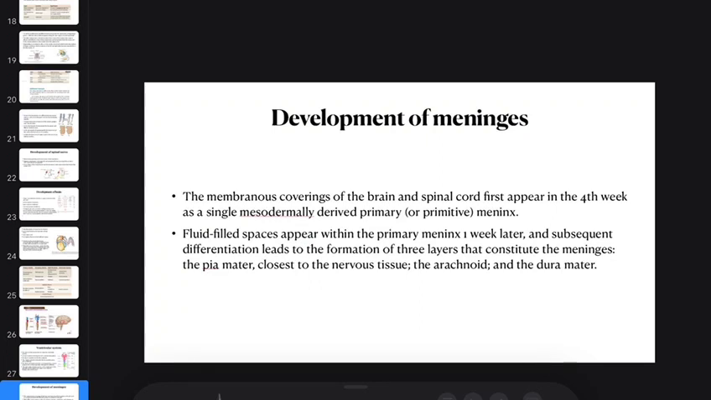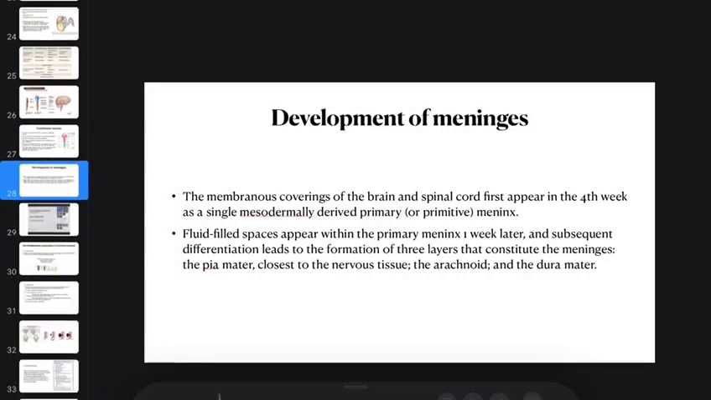Then coming to the development of the meninges, the membranous coverings of the brain and the spinal cord first appear in the fourth week as a single mesodermally derived primary meninx. Fluid-filled spaces appear within the primary meninx 1 week later, and the subsequent differentiation leads to the formation of the three layers that constitute the meninges: the pia mater, closest to the nervous tissue, arachnoid, and the dura mater.